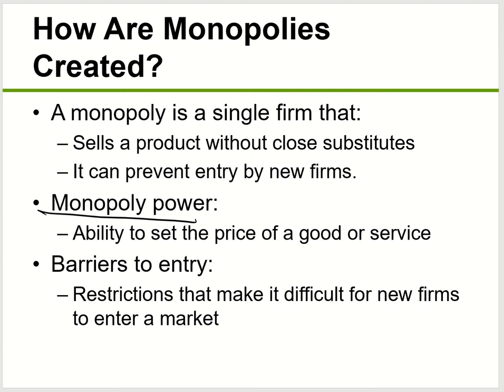Now, for a monopoly company to stay a monopoly, there must be some type of barrier to entry. A barrier to entry is any type of barrier that will prevent other companies from joining the market. So for a single company to stay a single company in the market, there must be some barrier that can stop other companies from joining the market, and it's called a barrier to entry. Now, here are some examples of barriers to entry.